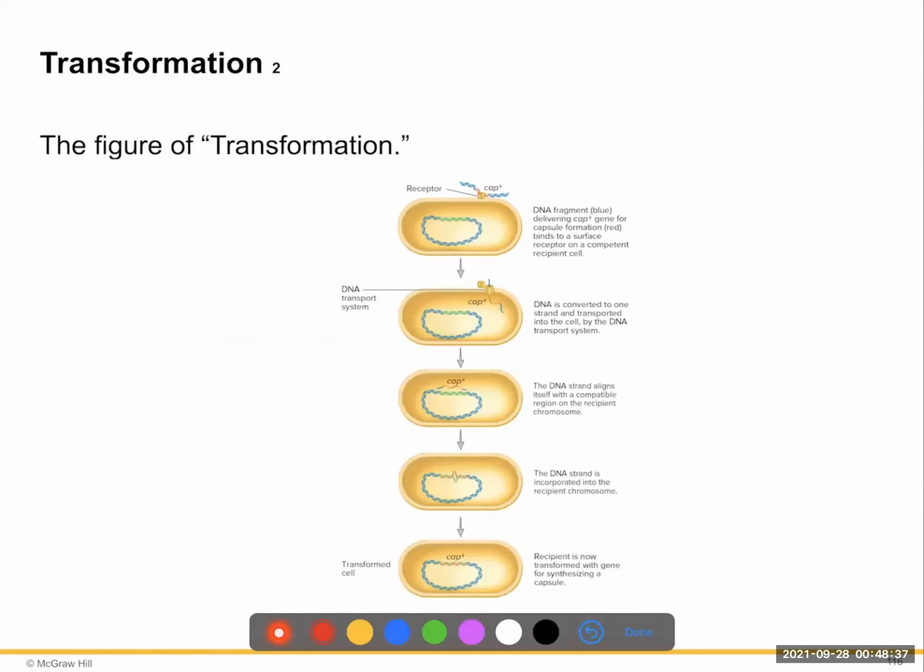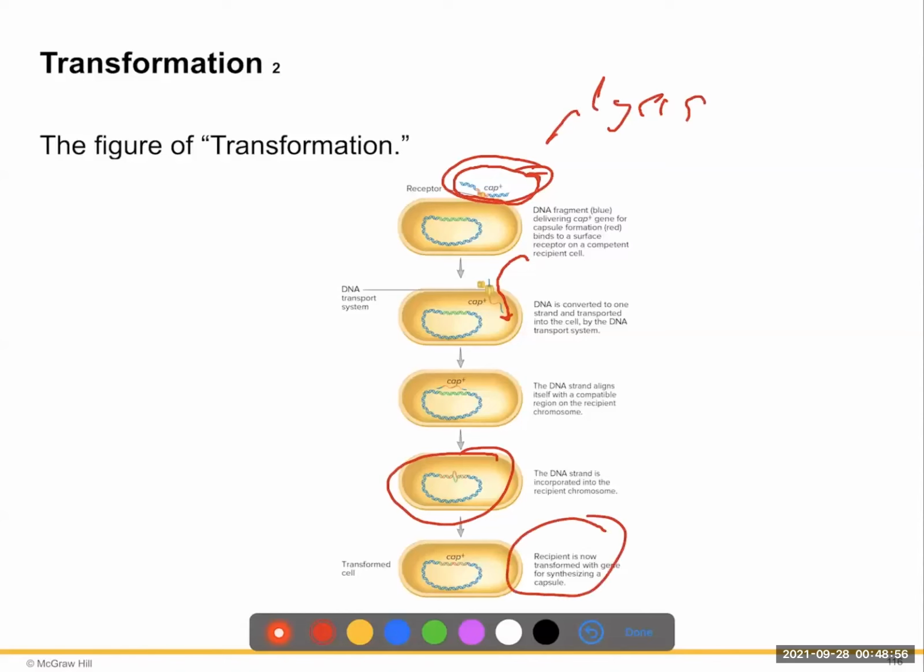So here's your transformation. Here's your receptor from the outside. It brings it into the cell. So this other cell lyses or however, and this is released into the environment around the cell. Okay, then it's pulled in, it's incorporated into the DNA. The recipient is now transformed with the gene for synthesizing the capsule. So this is now part of the DNA and is replicated into every future generation.